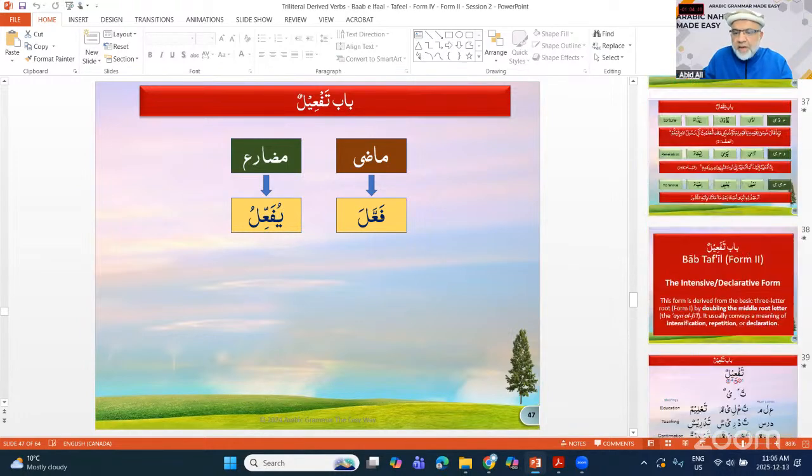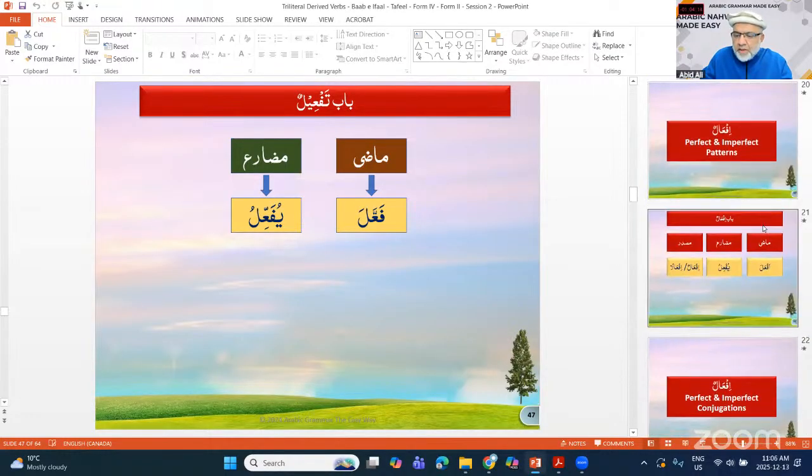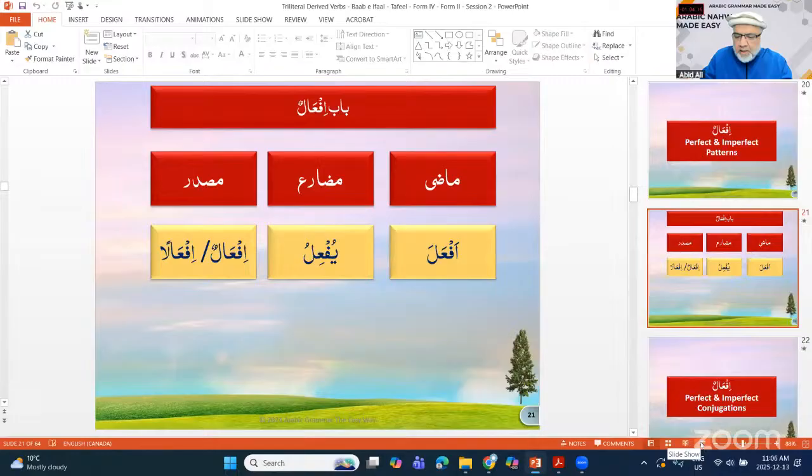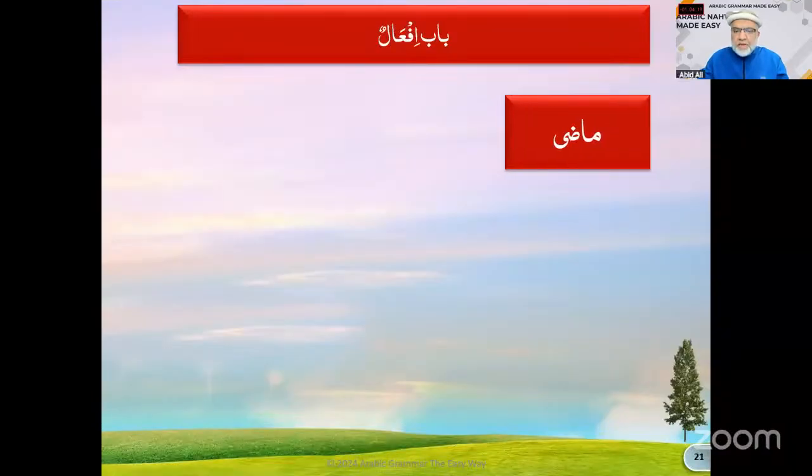So now we get back to our Bab If'āl. And we were here. Now, a quick show of hand, do you see the similarity between If'ālun and Bab Tafīlun? The idea is the same. We just need to know the Maṣdar, and then we also need to know the Madi and the Muḍāri. A quick show of hand. You tell me that you are not feeling overwhelmed with this information.